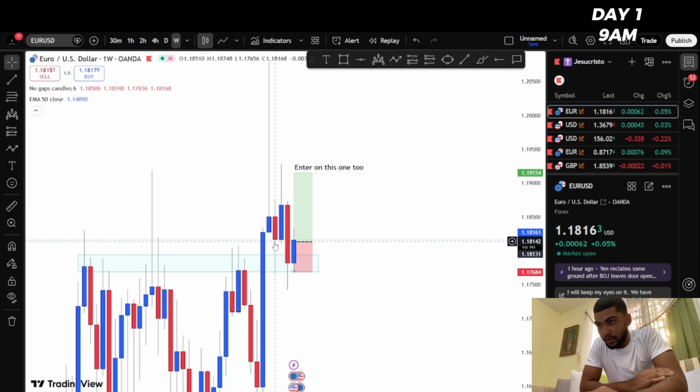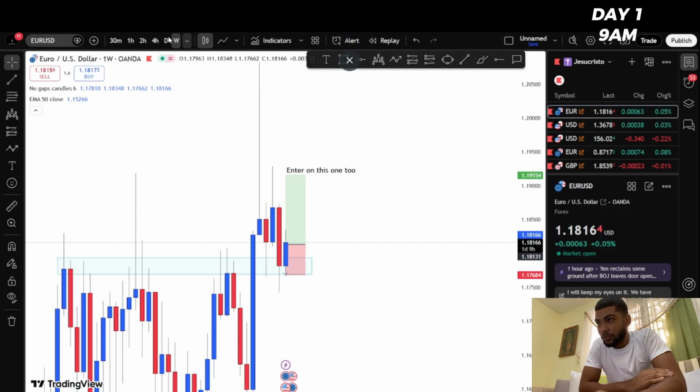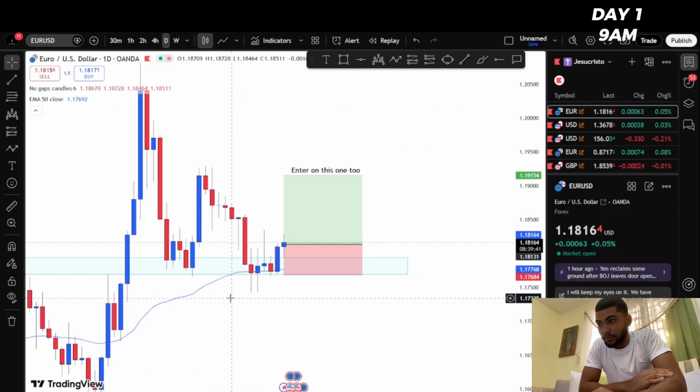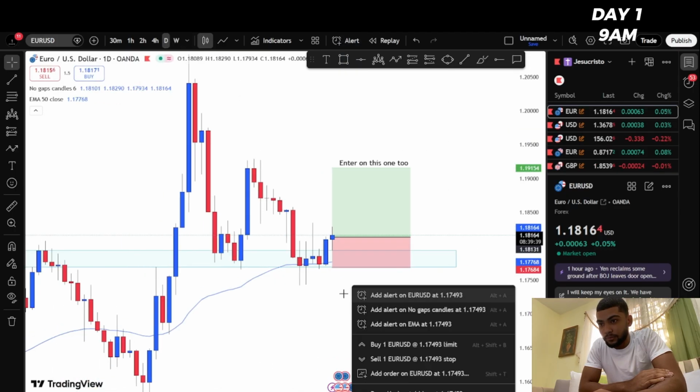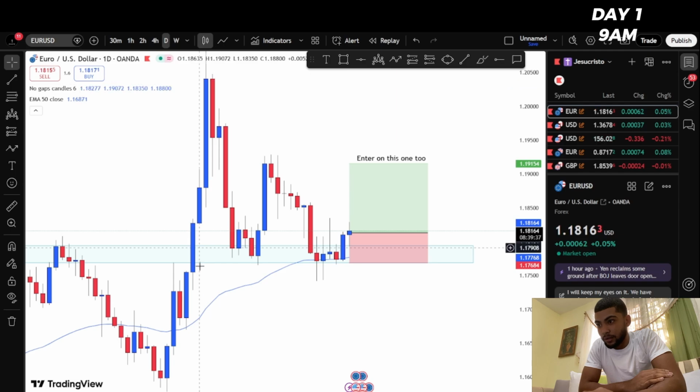This is the higher high, this is the higher low, and this is the lower high, and this is the lower low, sorry, and this is the lower high. So the daily time frame is bullish. This is the higher high and this is the higher low.